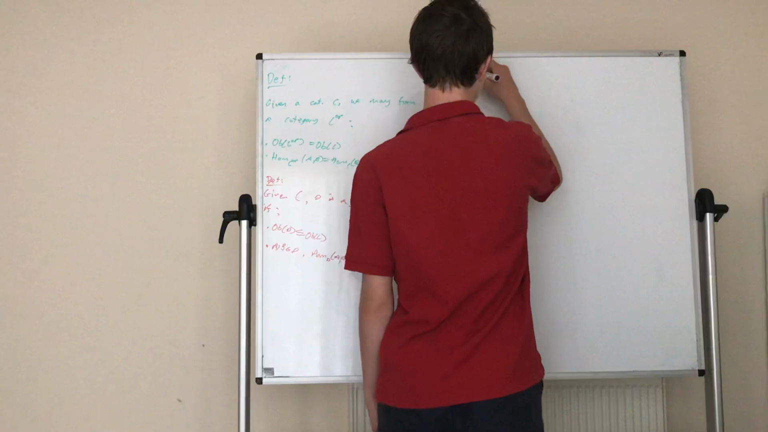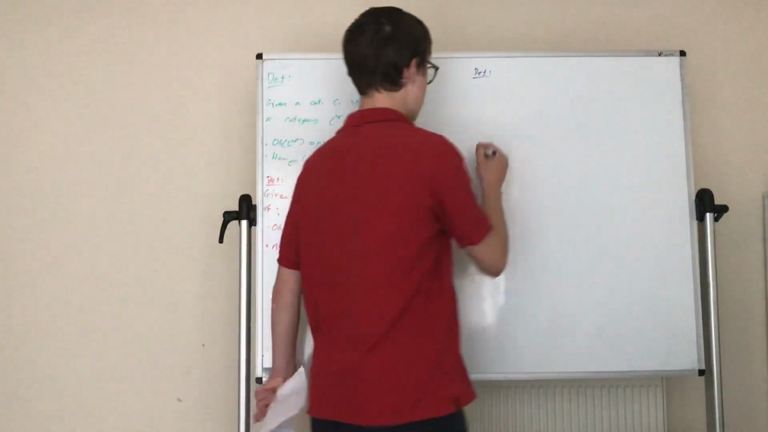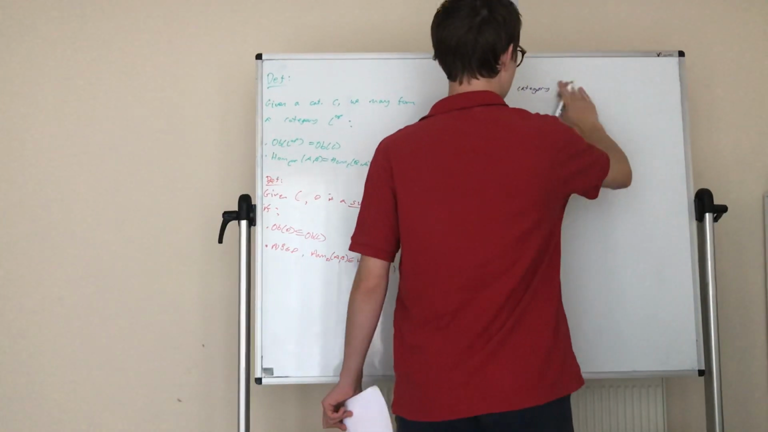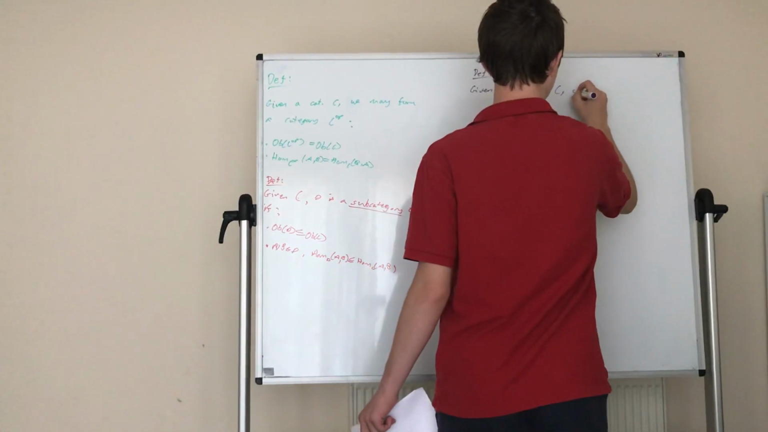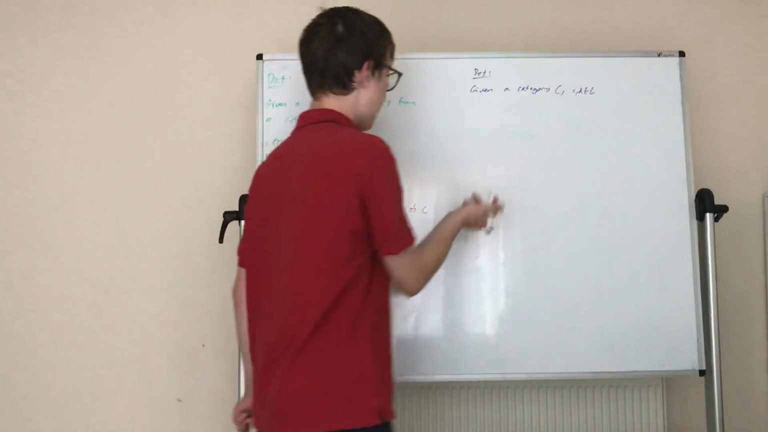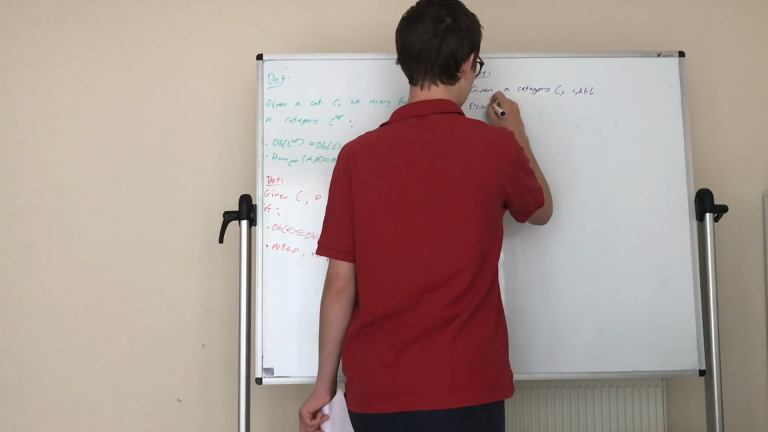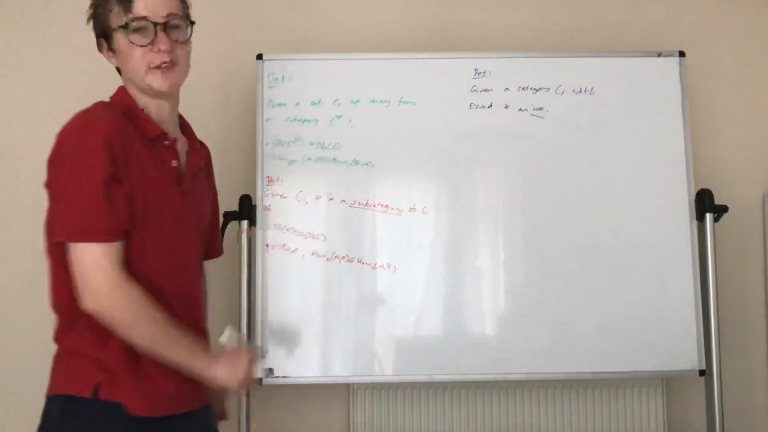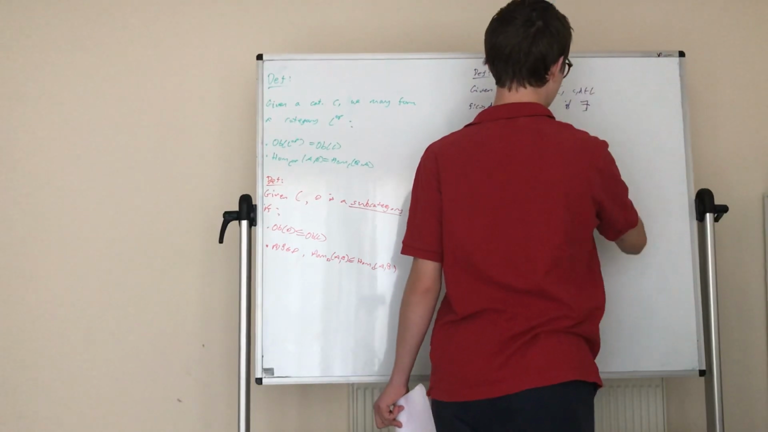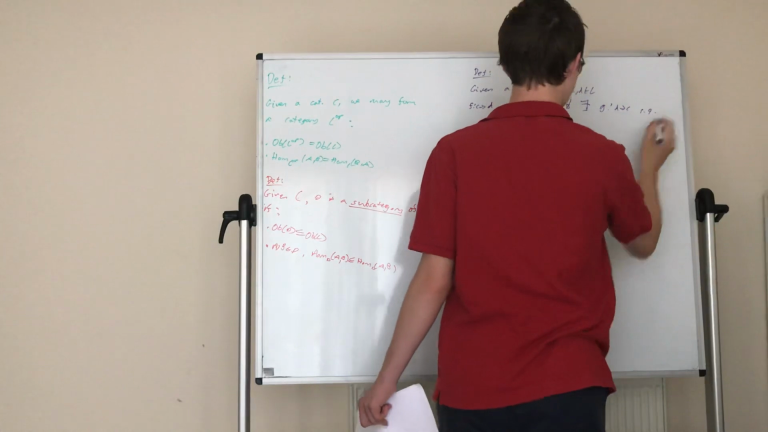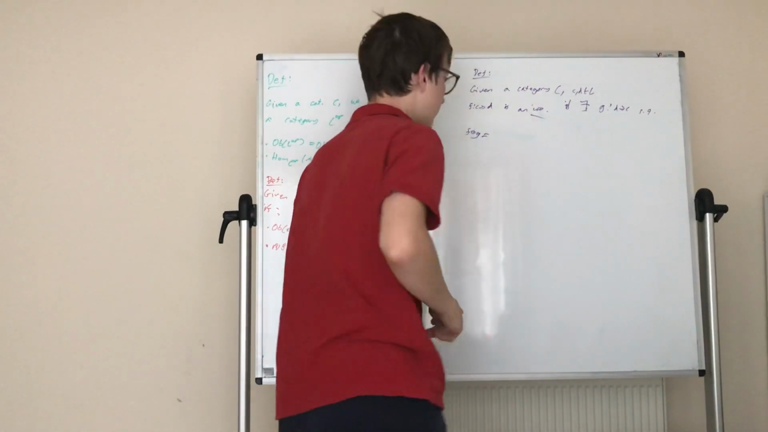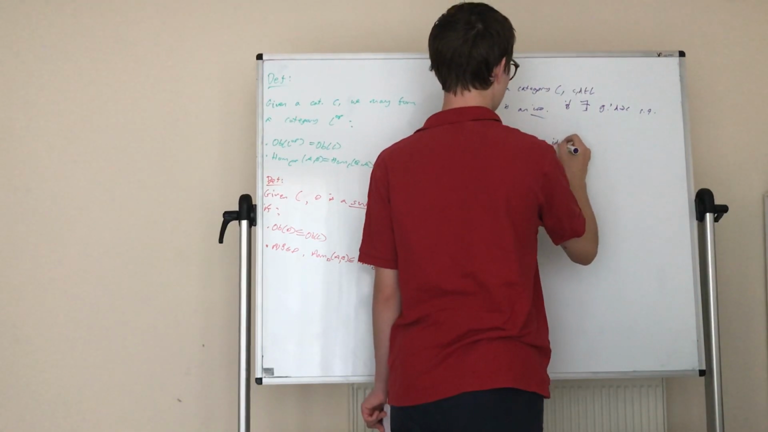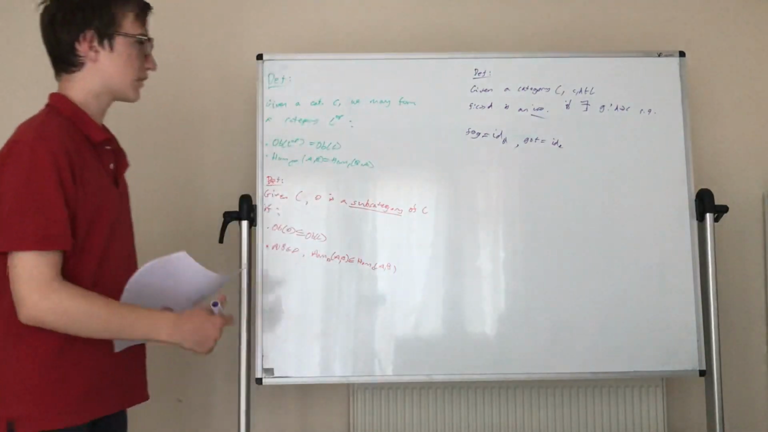Definition. Given a category C, with objects C and D in C, then F between C and D is an isomorphism if basically it's invertible. So if there exists some G between D and C such that F composed with G is equal to the identity on D, and G composed with F is equal to the identity on C.